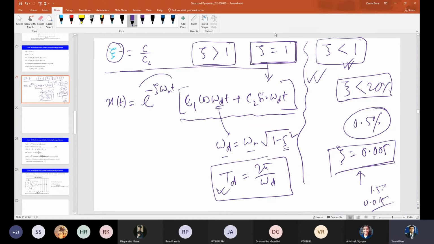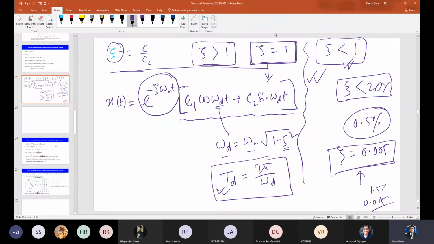Due to this additional term, the responses are getting decayed exponentially, because e raised to minus zeta omega n t. Depending on the value of zeta, it decays exponentially with time. That's all.